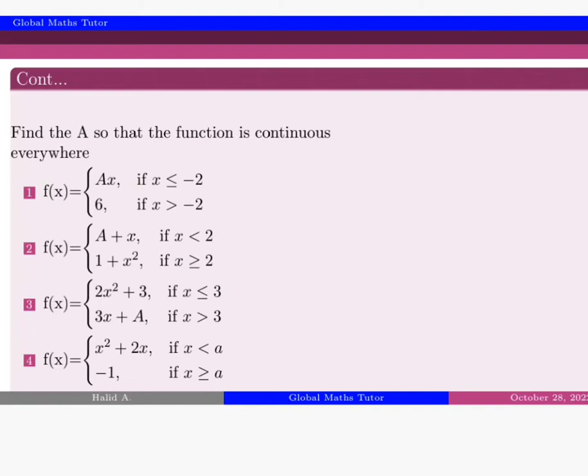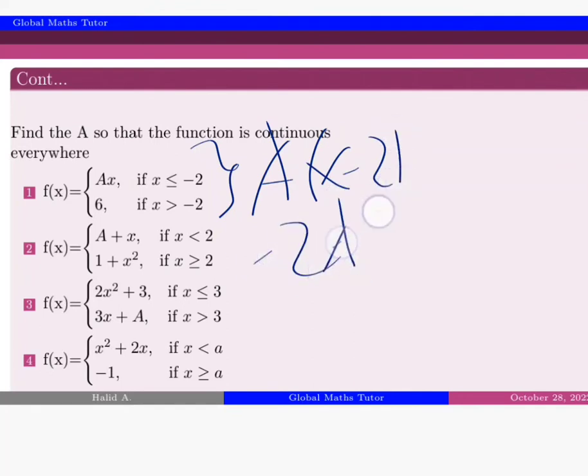Here the question is to find the value of a so that the functions are continuous everywhere. For the first one, for these functions to be continuous, it should satisfy the conditions. It is defined for x equal to negative 2. At x equal to negative 2, it is a times x. It means at negative 2 times minus 2, it will be minus 2a. It is defined. And the limit, when we say the limit, both the left and right hand side limits.